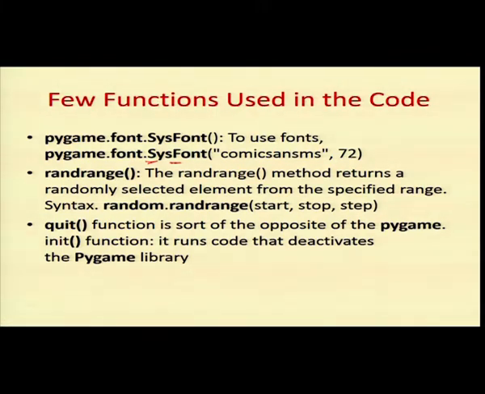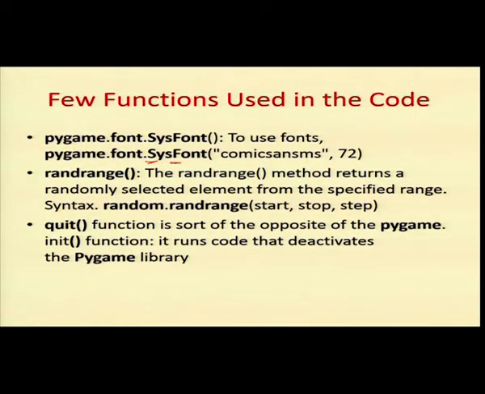Next is the randrange function. What is the randrange function? The randrange method returns a randomly selected element from a specified range. For example, random.randrange of, it speaks about the starting position. If you are not specifying the step, my dear viewers, in my code I have not specified the steps. If you are not specifying the steps, by default it will be incrementing by 1. The step will be 1.